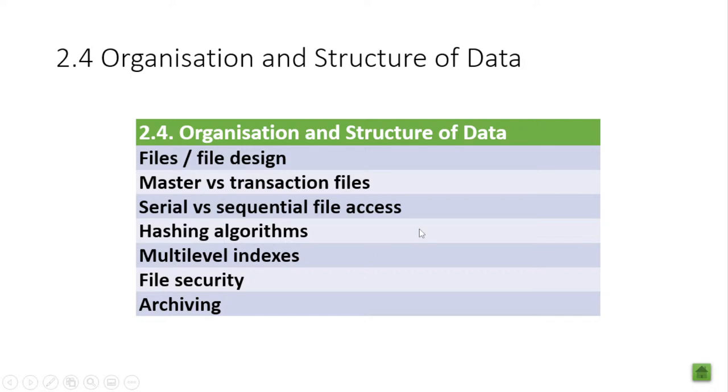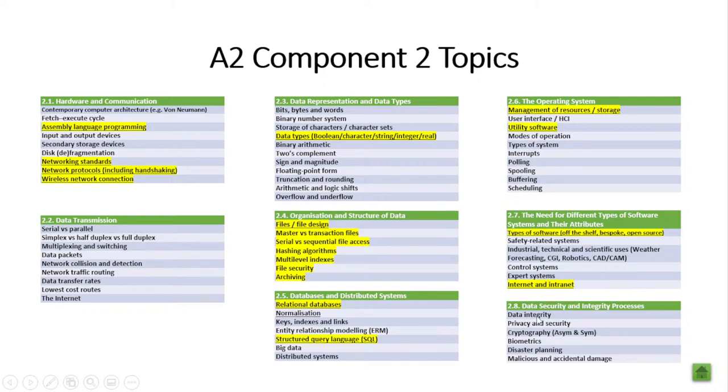You could. I would say if you're looking at 2.8, I'll touch on this at the end about what I'm going to do, but 2.8, there are all the videos on data integrity, privacy, security, cryptography, which is asymmetric and symmetric encryption. You've got biometrics, disaster planning, malicious and accidental damage. That has all been covered in videos on my YouTube channel. I would strongly recommend watching that either this evening or tomorrow, for example. But I'll talk about later on what I'm going to do on Thursday about this stuff.